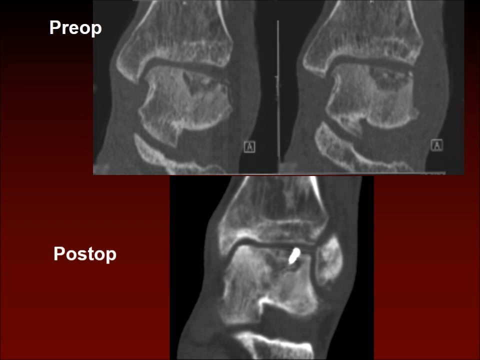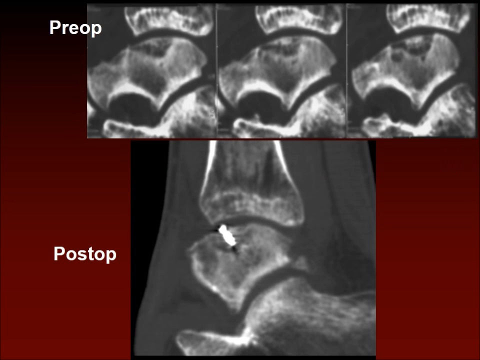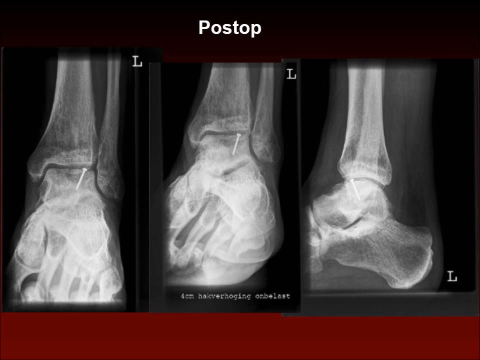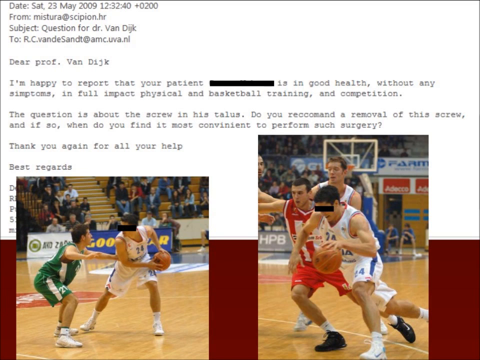And here you see the screw in place, here the situation, and here 1 year later, the doctor of the patient telling me that he's in good health, in full competition, if I wanted to remove the screw. Of course I wanted to, but he had to play another match, and it's now 3 years ago. The screw is still in, and he is still in full competition. So the fixation is important, the best graft is the hyaline cartilage that is in the patient. So if you have a defect like this, always think of fixation of a defect.